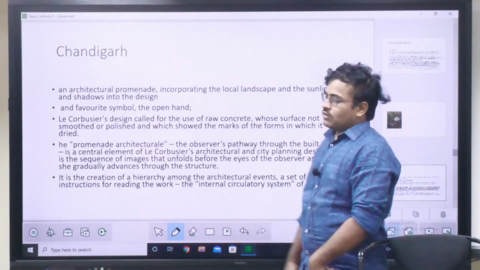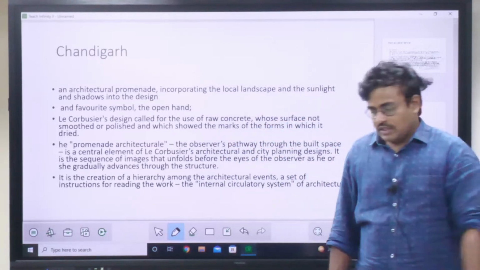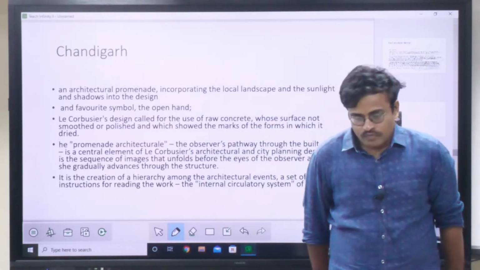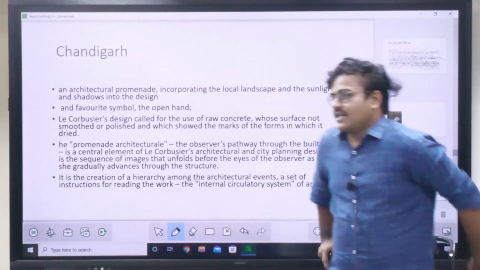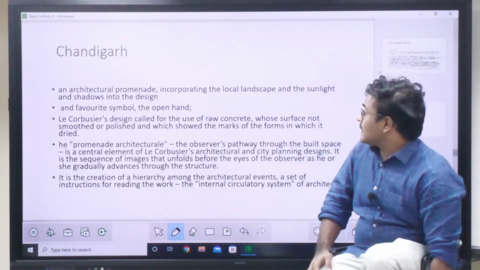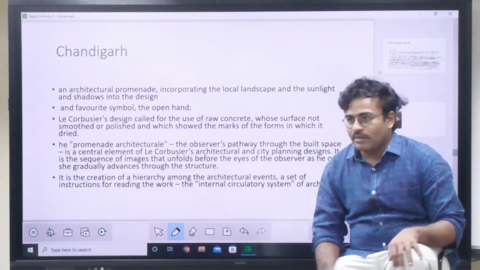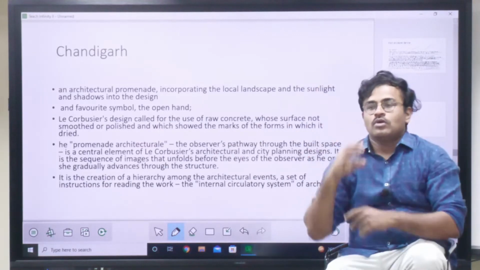So the next city that we are going to talk about is Chandigarh. And here, the chief architect is a French architect by the name of Le Corbusier. Le Corbusier is the chief architect. Listen to what I try to say, then after that you can plan on writing. So, Jawaharlal Nehru.